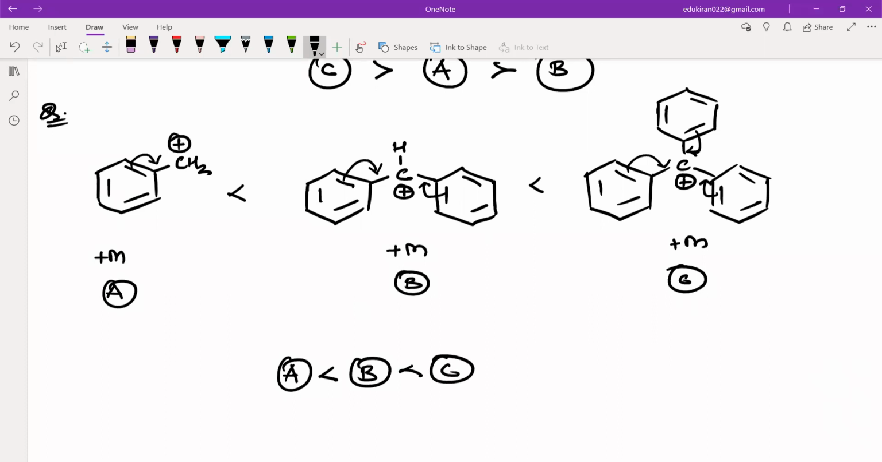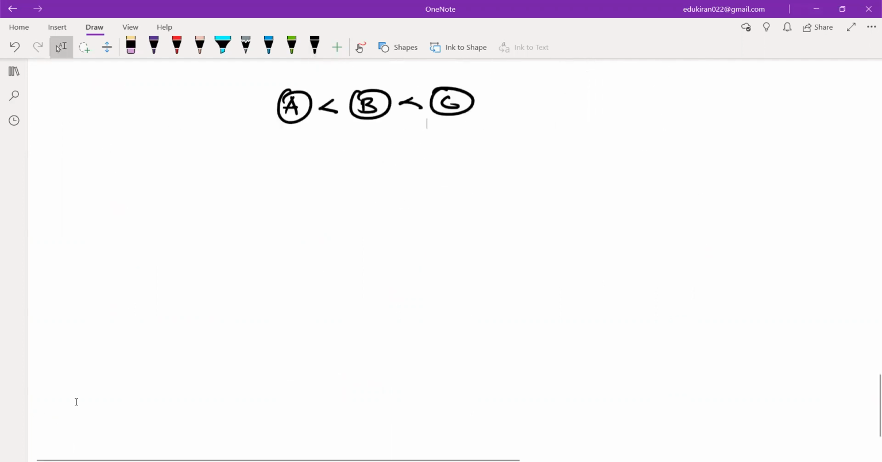Okay, now we will write a complete generalization of the stability order of carbocations. Done? Done, sir. Okay.